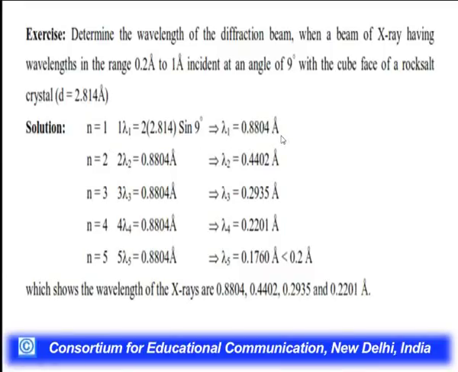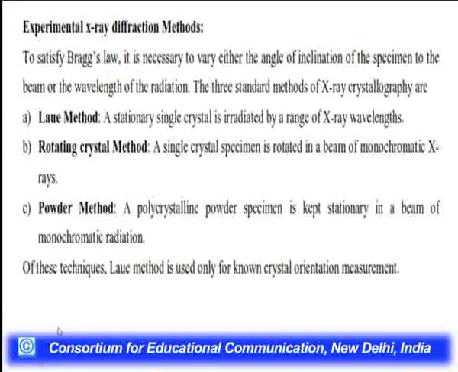0.8804 angstrom. Now for n equal to 2, the lambda will be 0.4402. For n equal to 3, the value is 0.29. Now here we see that for n equal to 5, the value is 0.1760. As the order increases, the wavelength decreases, and it must be more than 0.2 angstrom, which shows how the wavelength of the X-ray is decreasing in this manner.